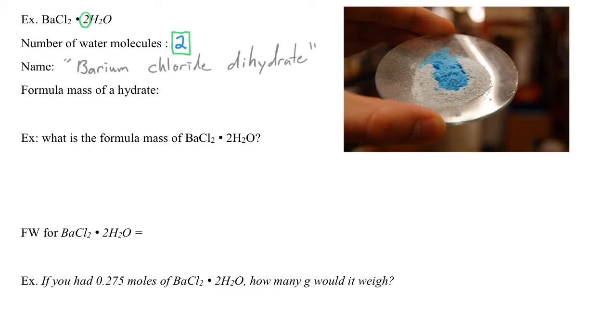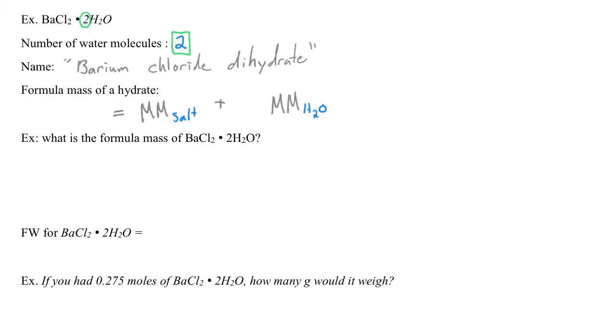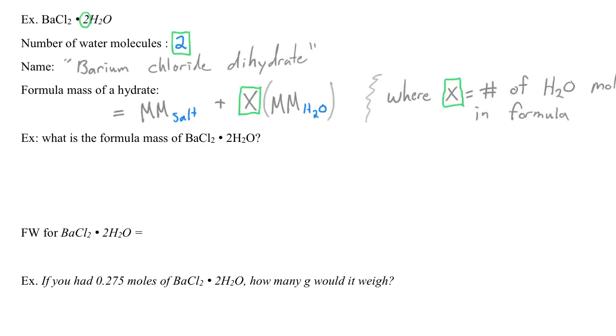Because we're going to be doing calculations with hydrated salts and their masses, we need to know how to figure out the formula mass for a hydrated salt. The formula mass for a hydrated salt is simply the molar mass of the salt itself plus the total molar mass of all of the water molecules in the formula. So if we wrote out a formula for this operation, it would look something like this. To the molar mass of the salt, we would add the molar mass of water times the Latin prefix number for the number of water molecules.